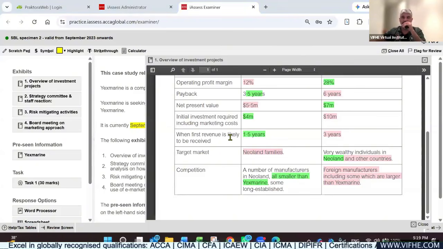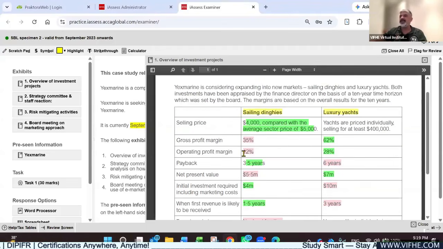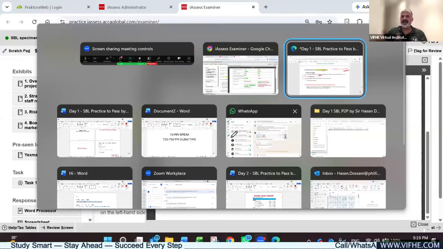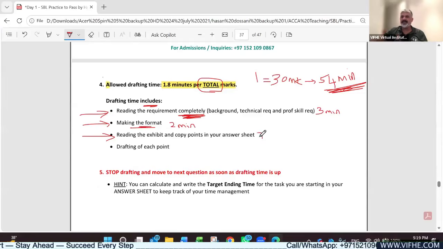No, it will take a lot of time. You have to think as well, right? It's just not reading. When you are reading, you have to think, you have to identify points. I think it will take you 6, 7 minutes to read and think. So I will give 7 minutes, okay, to read and think.